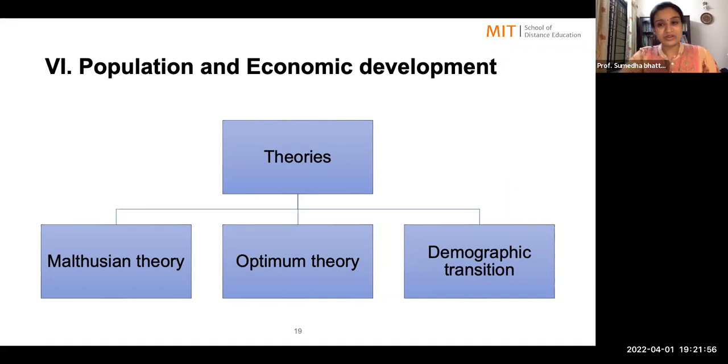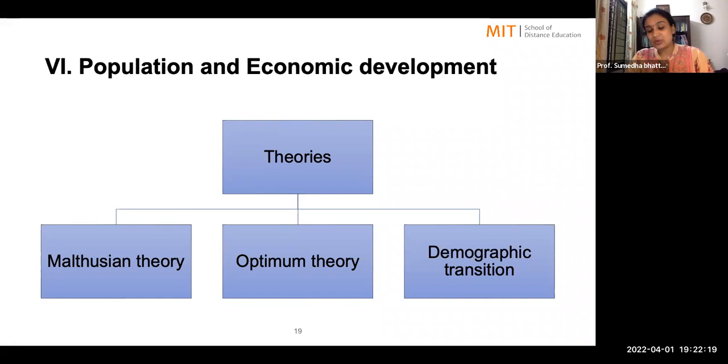Last is demographic transition. Demographic transition means that the entire population growth is studied, and then it is divided into different stages. In the first stage of transition, there is high birth rate and high death rate. So if there is high birth rate and high death rate, the growth rate of population is very low.